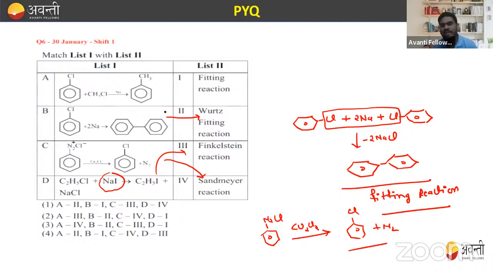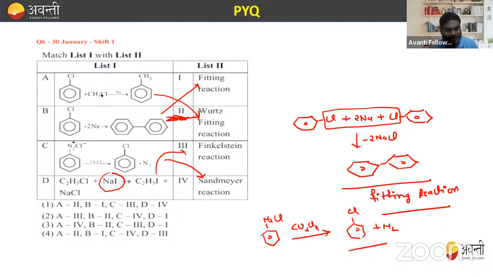Now, one little correction. This is known as Fittig reaction, and this is known as Wurtz-Fittig reaction, because in this CH3Cl plus Cl, 2NaCl is removed and the formation of toluene takes place. So which one is the correct option for this question?